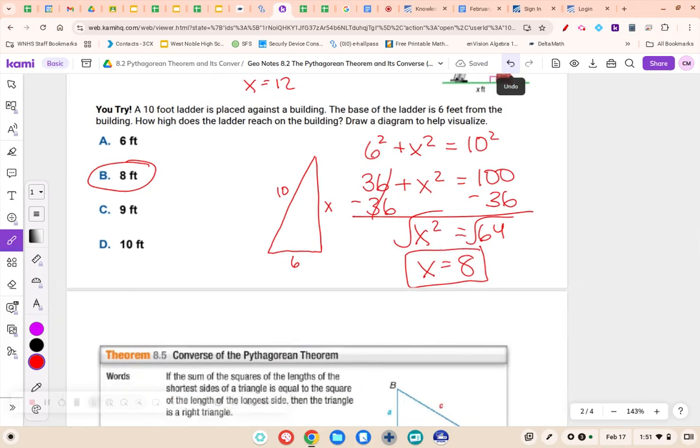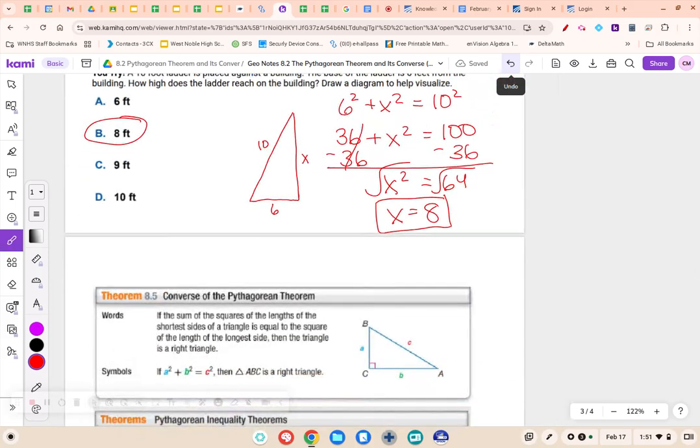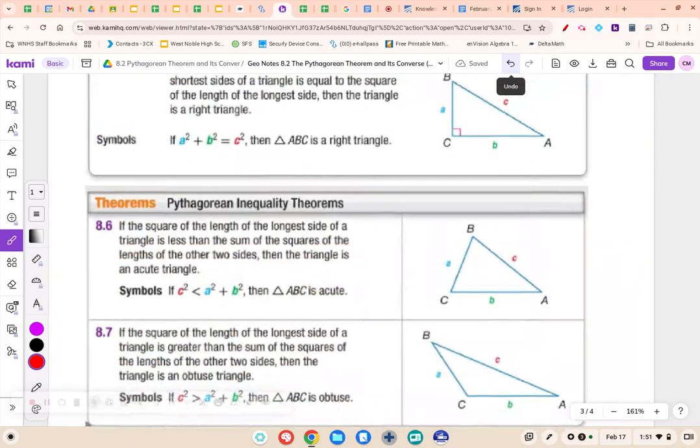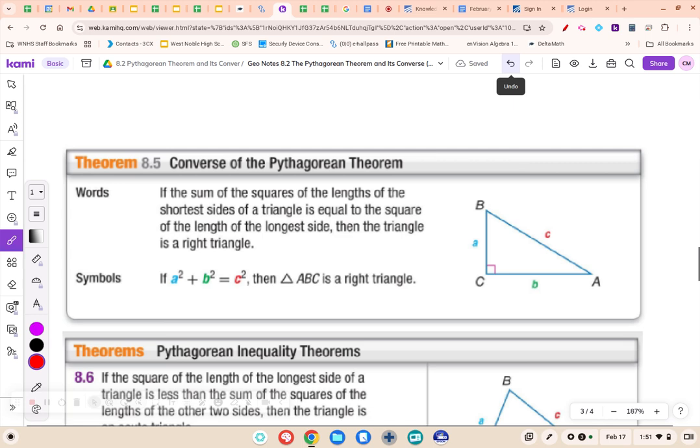Now, we're going to use the converse of the Pythagorean theorem. It says if the sum of the squares of the lengths of the shortest sides of a triangle is equal to the square of the length of the longest side, then we know this is a right triangle. I'm not being told that we have a right triangle in this problem. We're trying to decide if it's a right triangle using the converse.